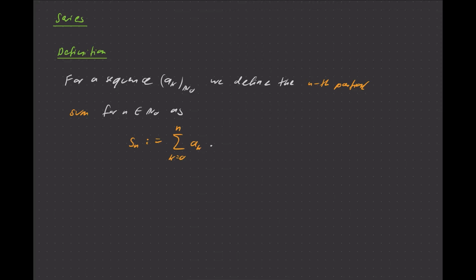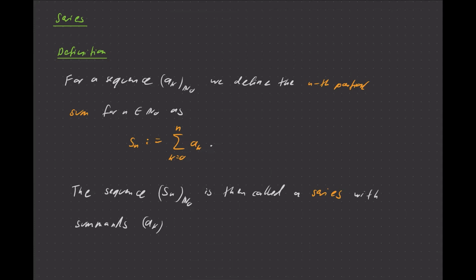Now these partial sums define a sequence of their own, and that sequence is called a series with summands or elements a_k. So the sequence S_n is then called a series with summands a_k.